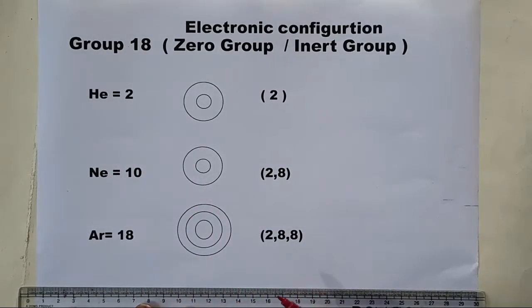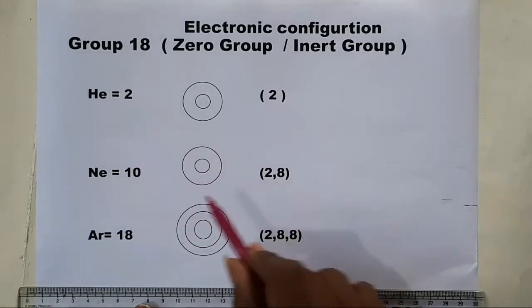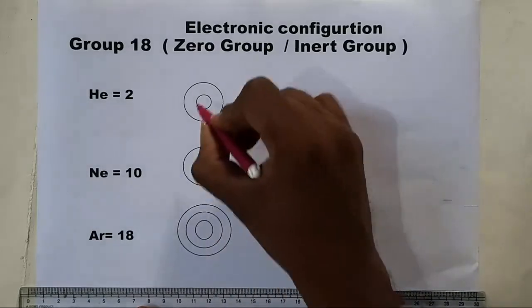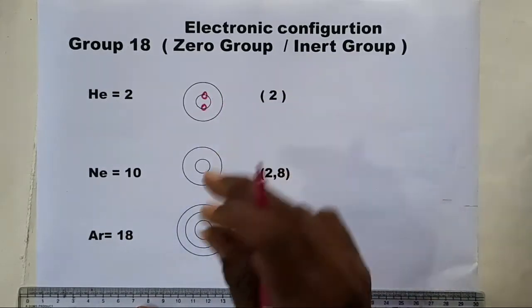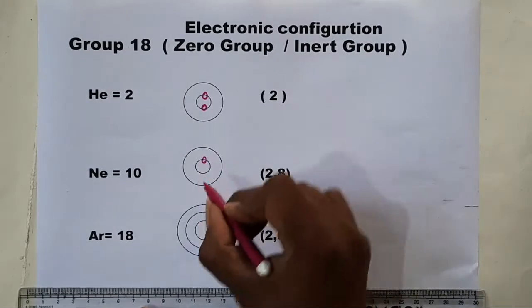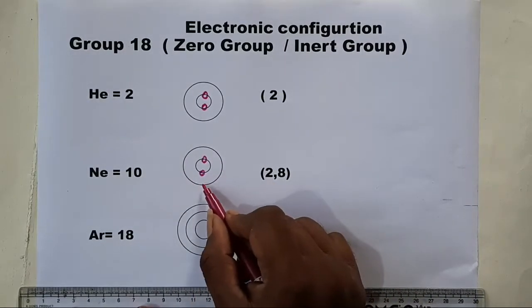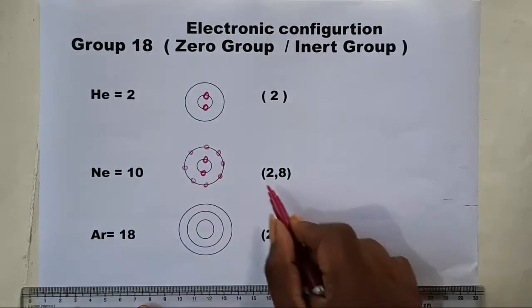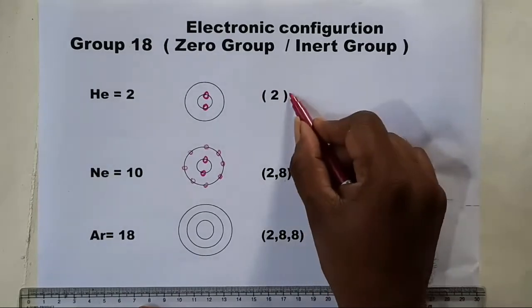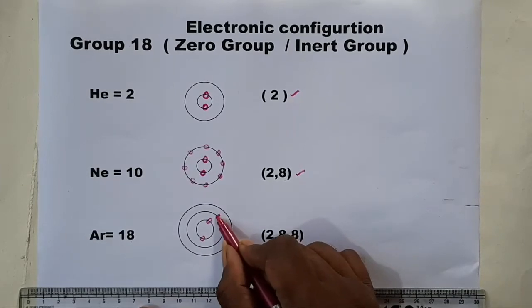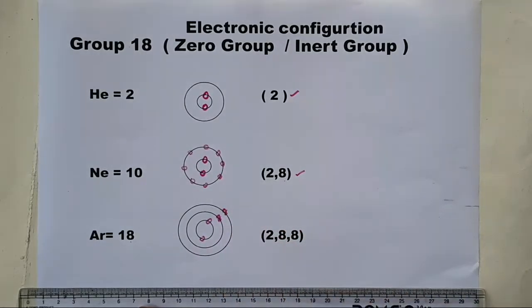In group 18, let's see the electronic configuration. The other name for group 18 is zero group or inert group. Helium, only 2 electrons. That means the shell is complete. Electronic configuration is 2. Neon, 10. In the first shell 2, and in the second shell 1, 2, 3, 4, 5, 6, 7, 8. So 2, 8 is also complete. Argon 18, 1, 2, then 8. Third shell is also 8, 2, 8, 8.